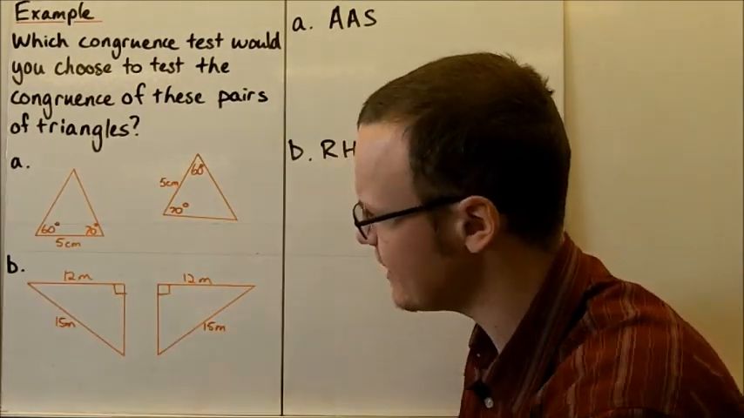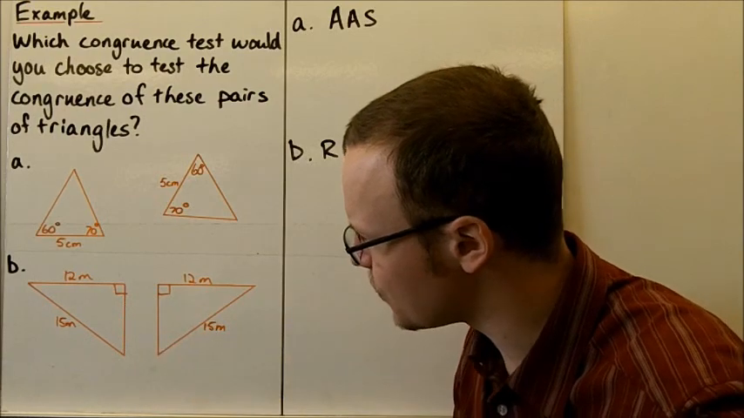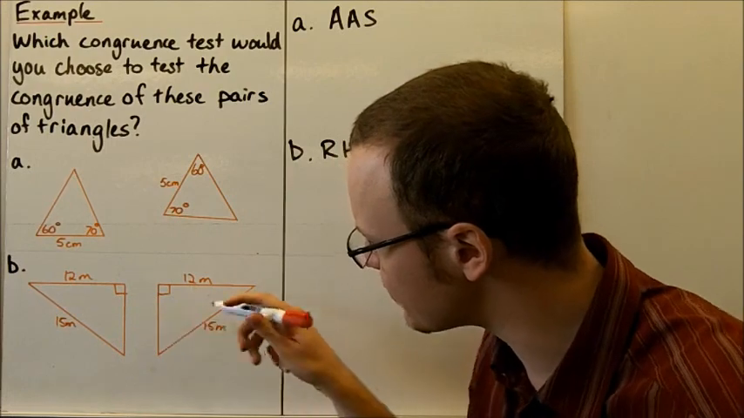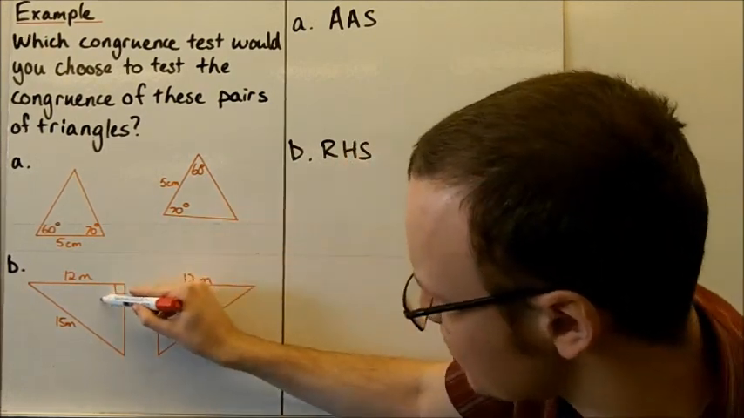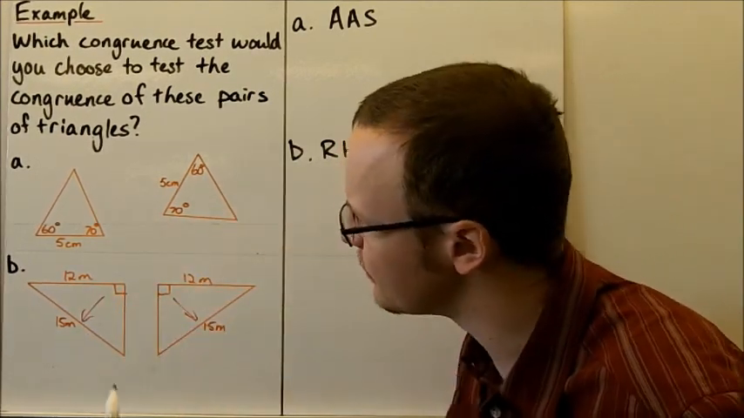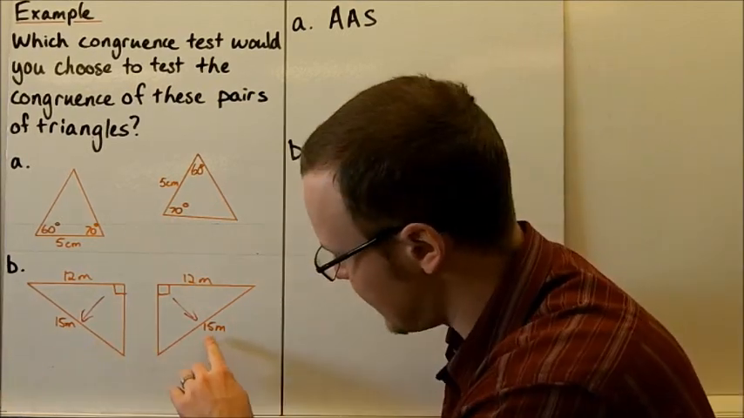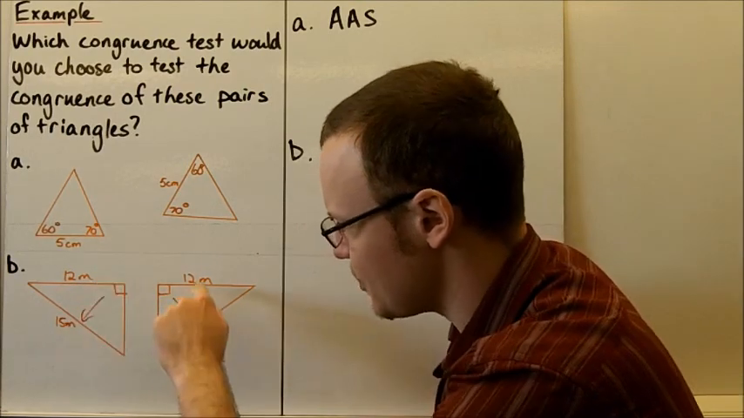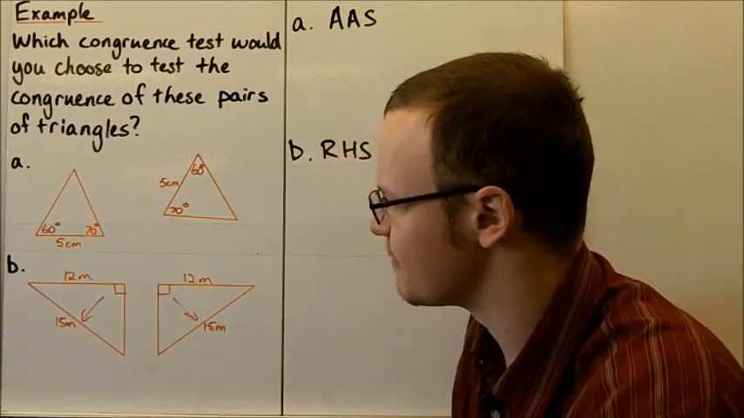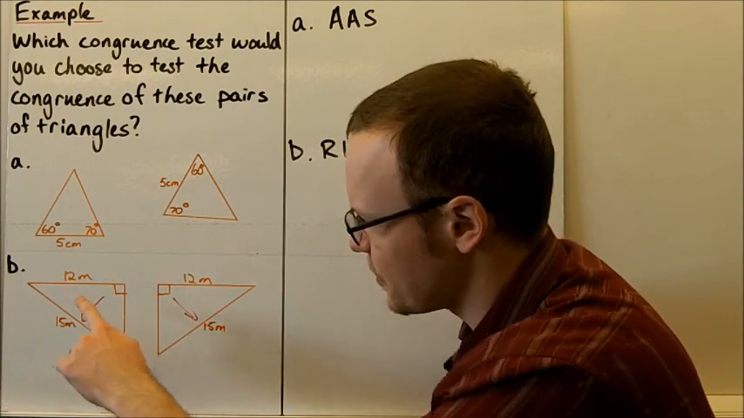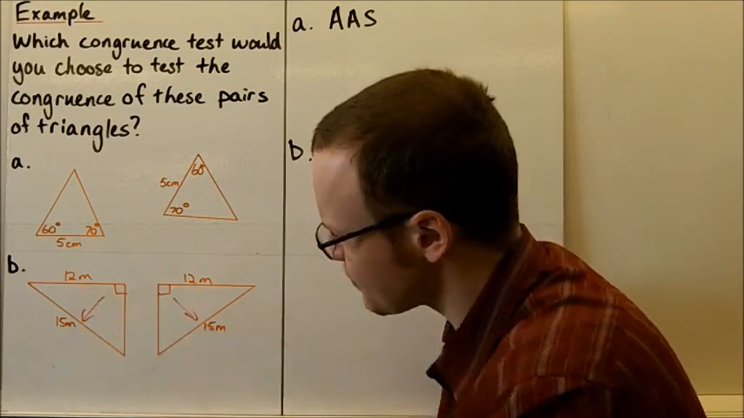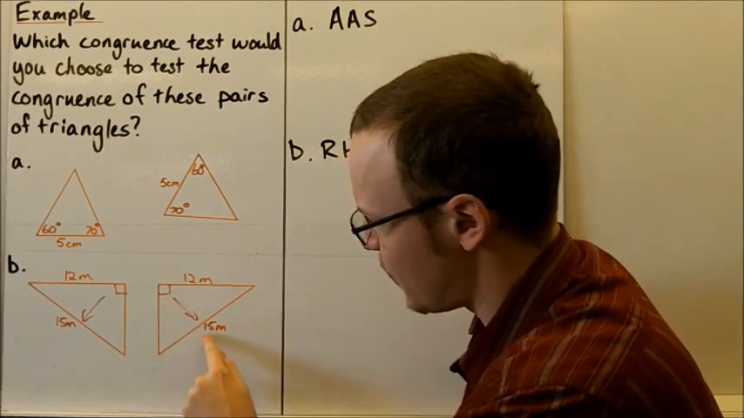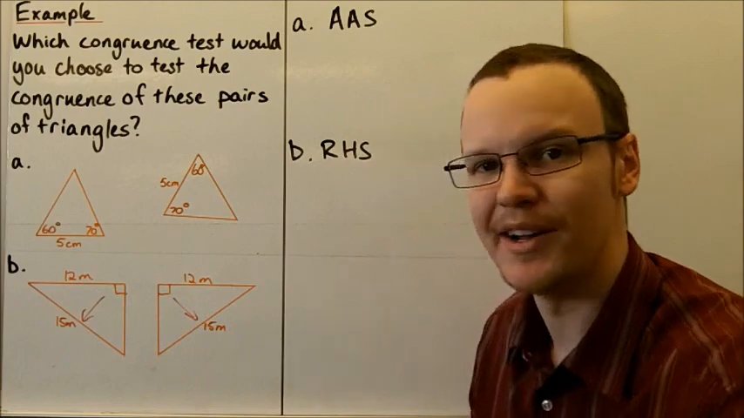For this one, B here, we've got two right-angled triangles, and the hypotenuse is given for us there. The hypotenuse, directly across from the right angle, is the same, 15 metres. We've got another side as well that is corresponding and equal. So here we'd use RHS, because we've got a right angle triangle, the hypotenuse is the same, and there's one side that is the same.